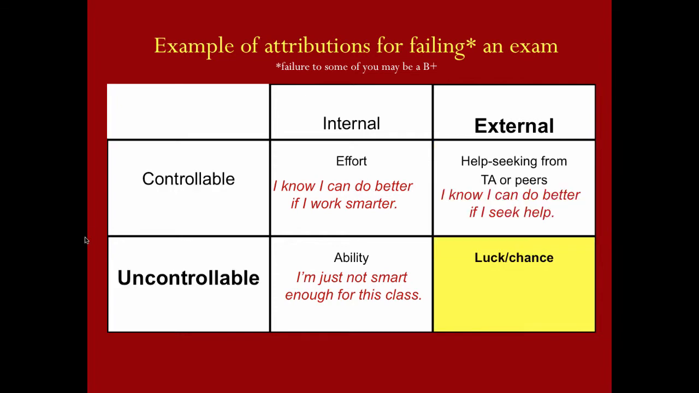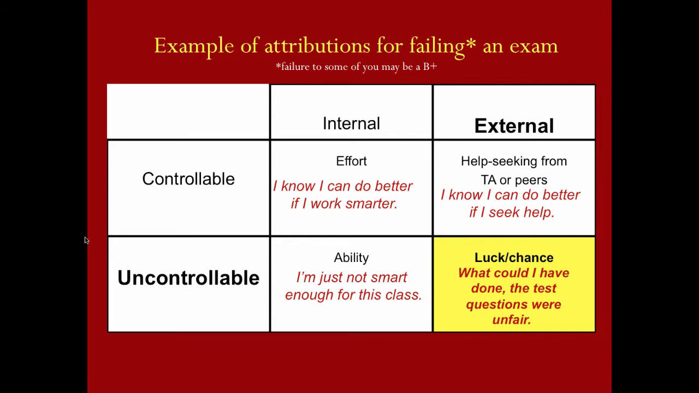The last attribution a student can have when they fail is the external uncontrollable attribution. This can result in the student just feeling unlucky or that it just wasn't in their fate. Because the belief here is that the cause of their failure is completely foreign and uncontrollable to them, the reaction of the student is going to be that of anger.